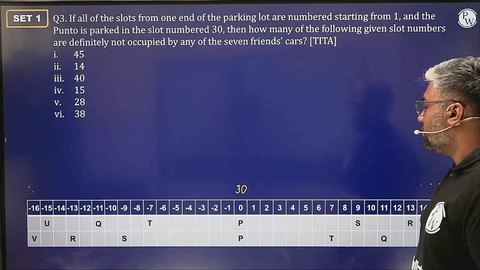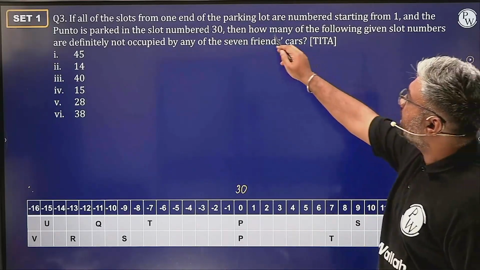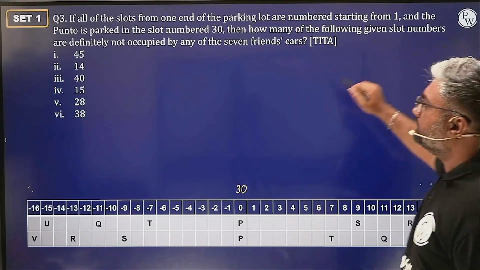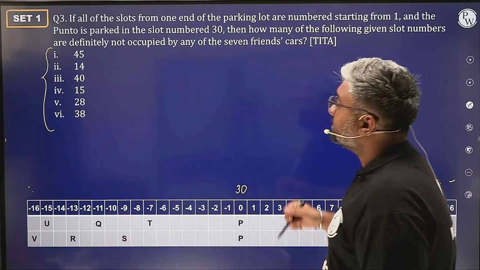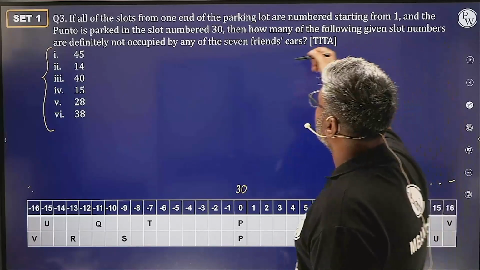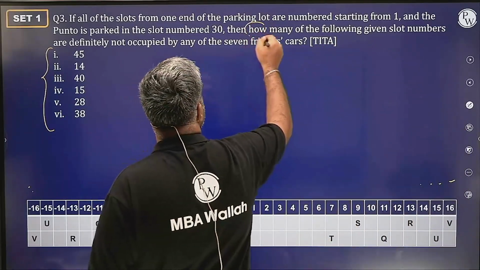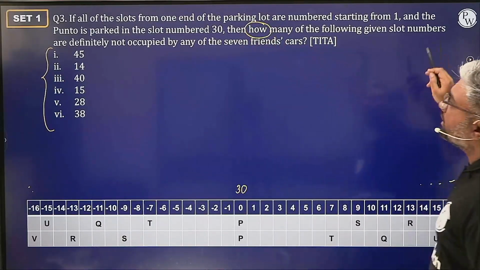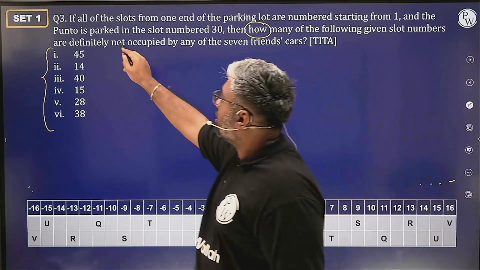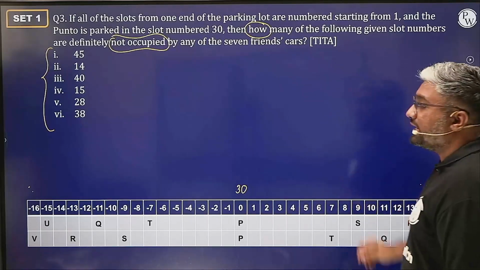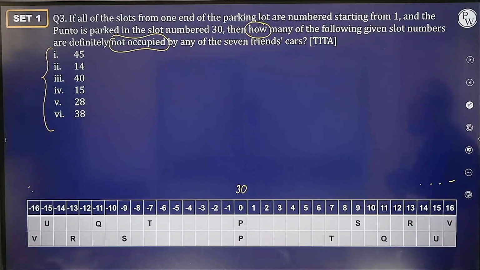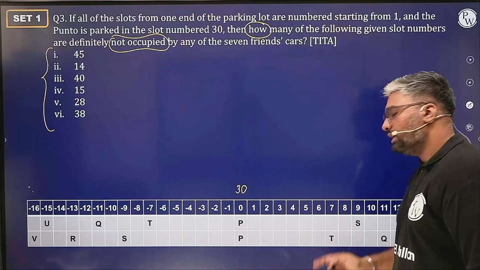ठीक है, तो अब इसका क्या मतलब है, अब आगे बढ़ते हैं. Then how many of the following given slot numbers, ये सारे स्लॉट नंबर्स हैं, all of these are slot numbers. इसमें से कितने, क्या पूछे हैं, how many slot numbers are definitely not occupied by any of the 7 friends के कार. So 7 फ्रेंड को छोड़ के अगर कोई भी एम्प्टी स्लॉट हमें दिख रहा है, that is what we have to take into consideration.